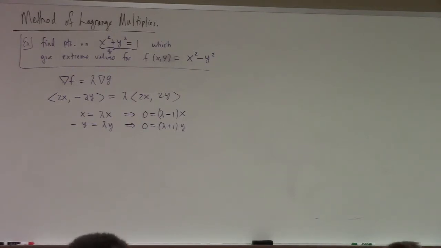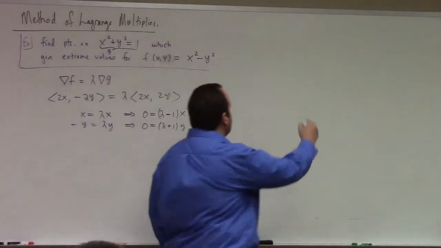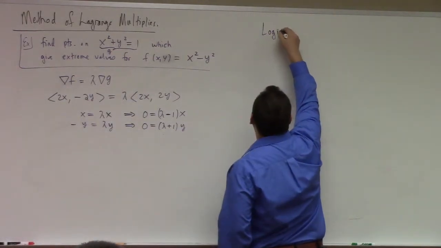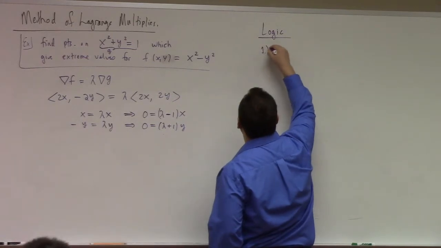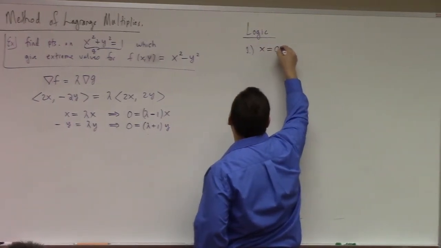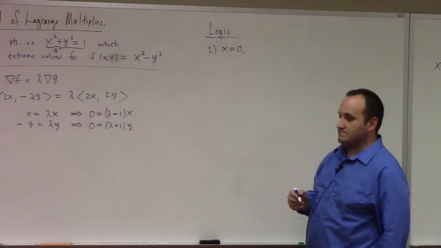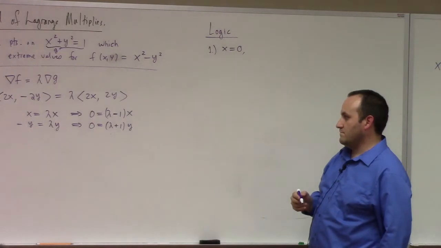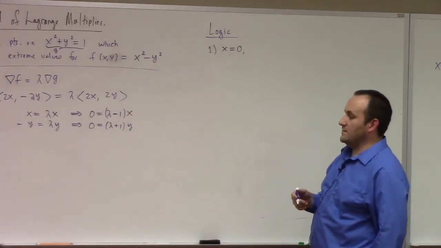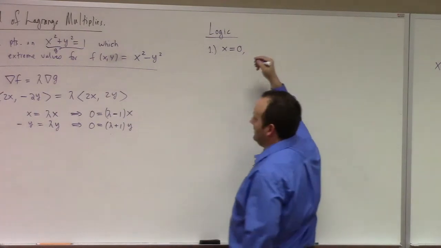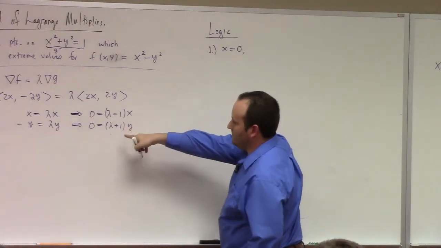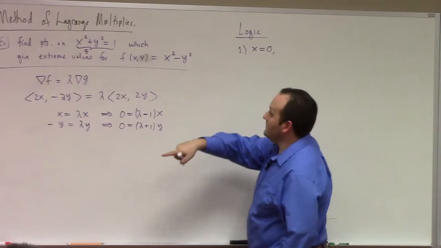So how do you solve these kinds of equations? The answer is carefully, right? You've got to think about the different cases. We need both of these to be 0. So what are your choices? Logic. Number 1, x could be 0. If x is equal to 0, then what else has to happen? Either lambda has to be negative 1, or y has to be 0. Can x and y both be 0?